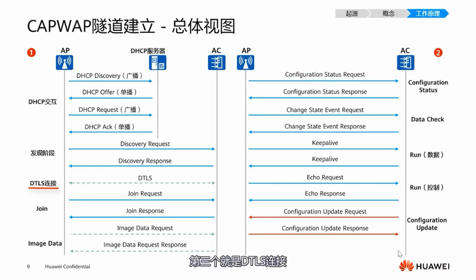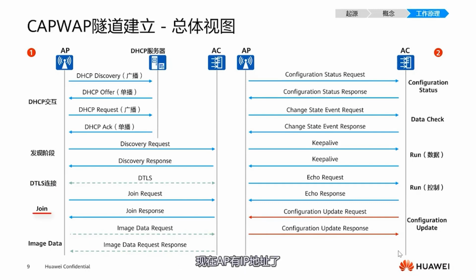The third step is the DTLS connection, which is optional. DTLS, as we mentioned earlier, encrypts the data. This depends on whether you have encryption needs. If needed, you can enable this feature, but by default, it is not enabled. You can skip directly. If you skip DTLS, you move to the join stage.